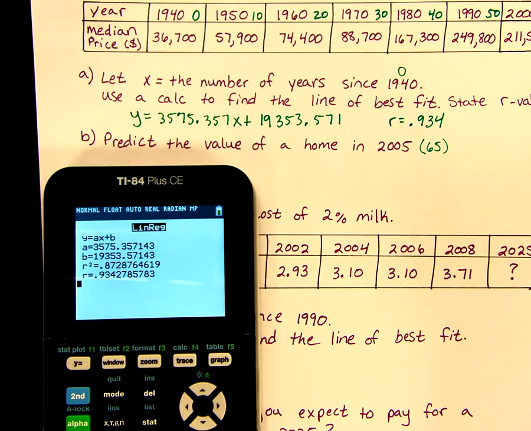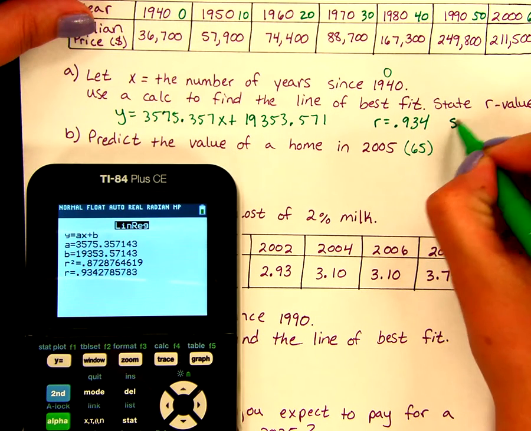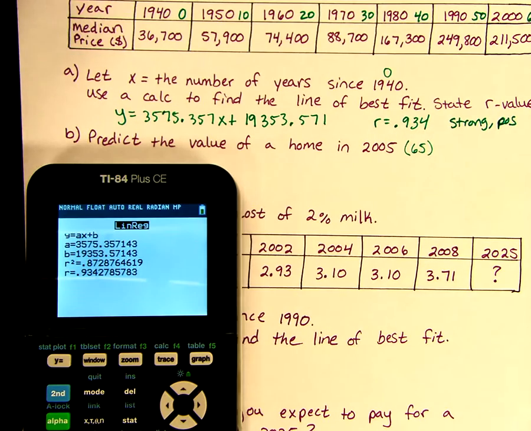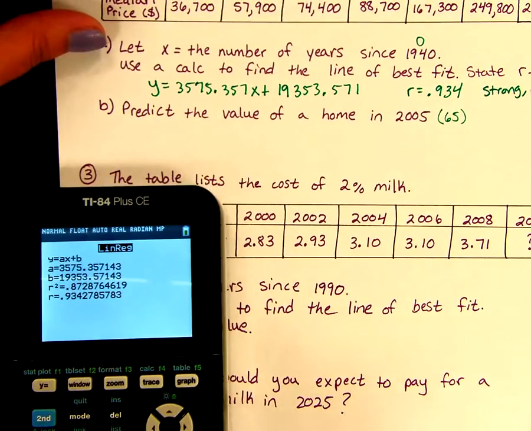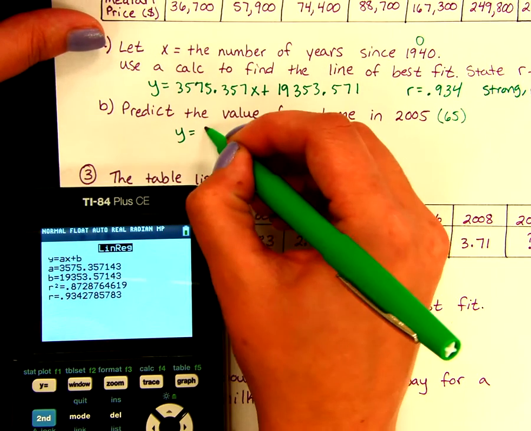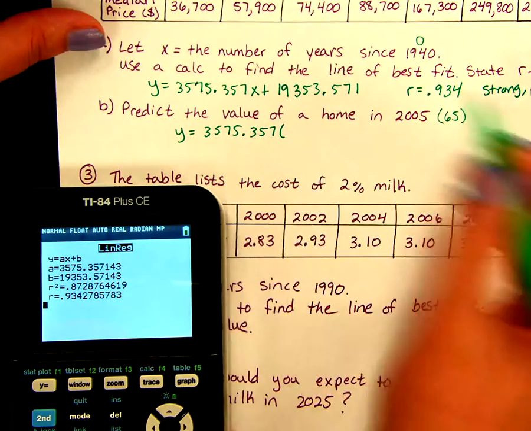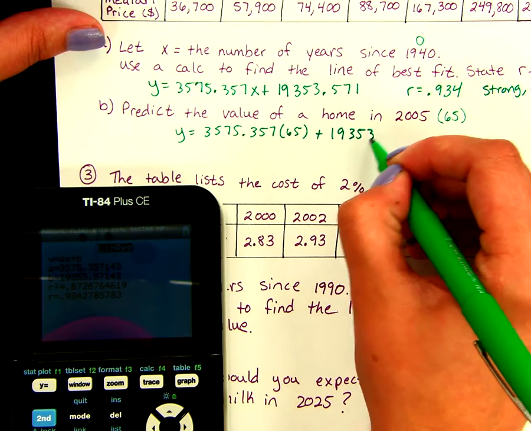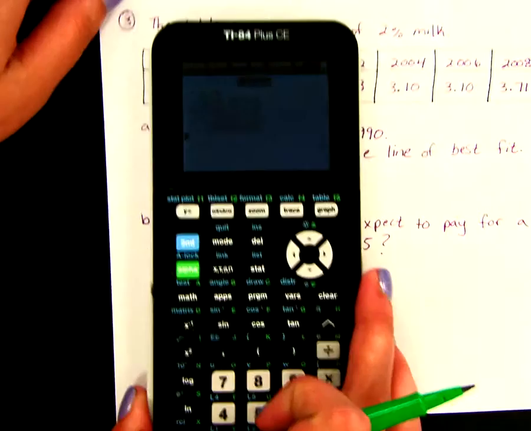So looking at this, again, R value is pretty close to 1, and it's close to positive 1, so this means that we have a strong positive correlation. Positive. And then to do our prediction, again, we can graph it using y equals. Or if we want, we can just substitute 65 in for x. So again, if we do that, it's going to be y equals 3,575.357 times 65 plus 19,353.571. So I can type that right into my calculator.